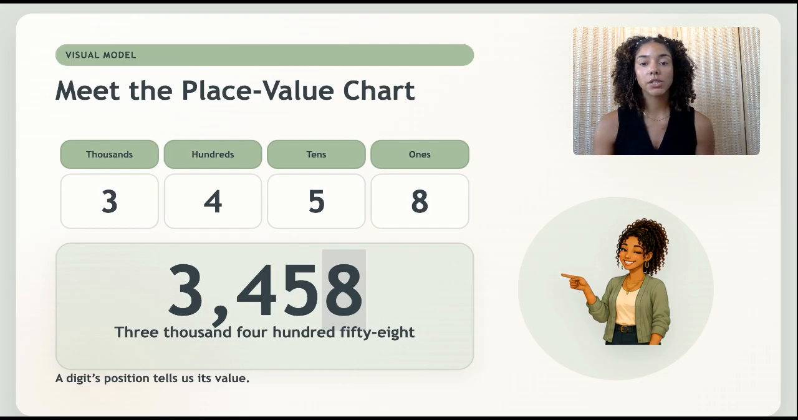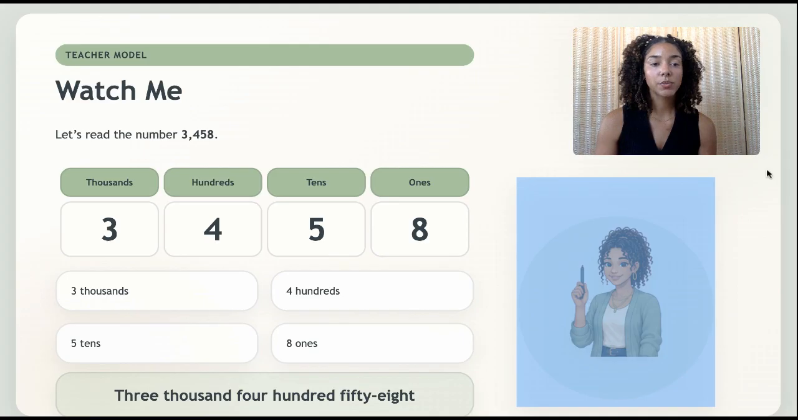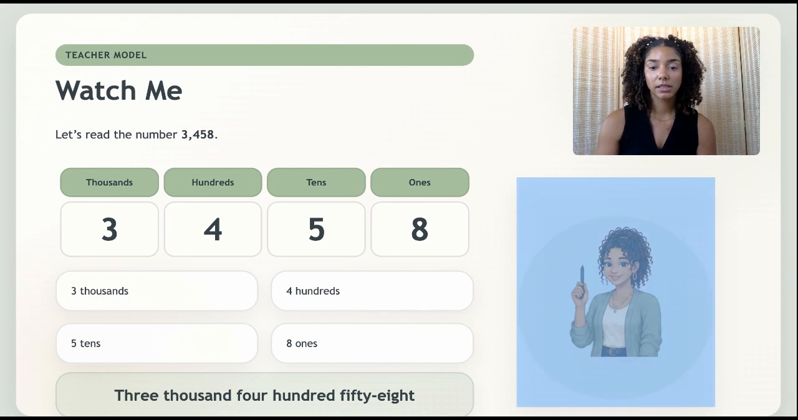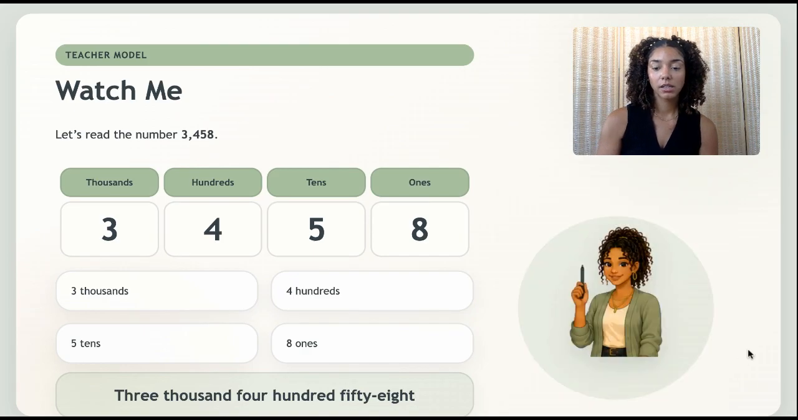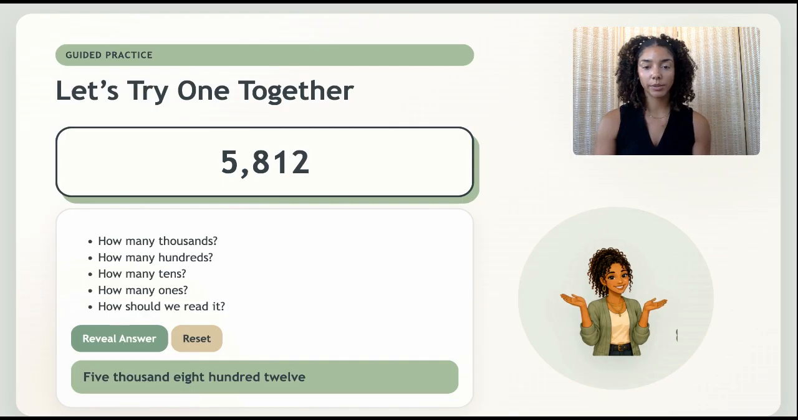We read the number as 3,458. So let's watch me. Let's read the number. I start with the digit furthest to the left. There are 3 thousands, 4 hundreds, 5 tens, and 8 ones. I put it all together and it reads as 3,458. Notice that a comma separates the thousands from the hundreds, tens, and ones. Let's try this one together.